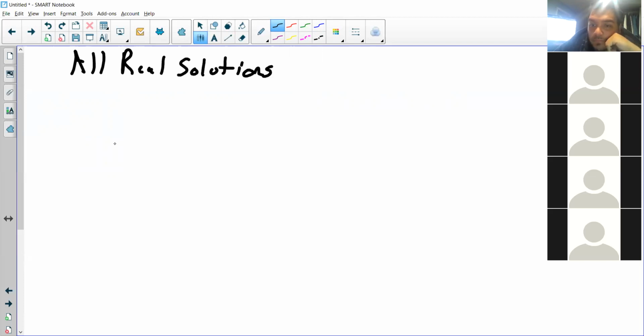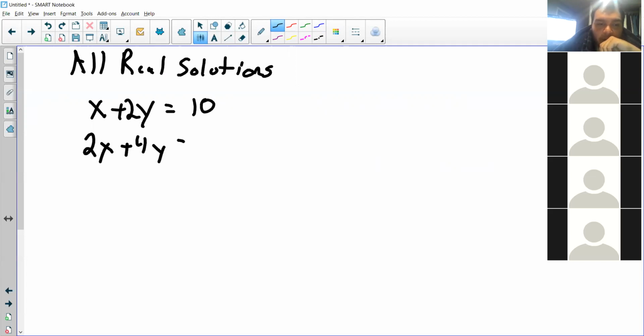So y equals 0 type thing? No, not necessarily. As in, you have the equation y equals 0. The equation y equals 0 might not necessarily cause an all real solution. I'll show you an example. So x plus 2y equals 10. Let's do 2x plus 4y equals 20, let's say.